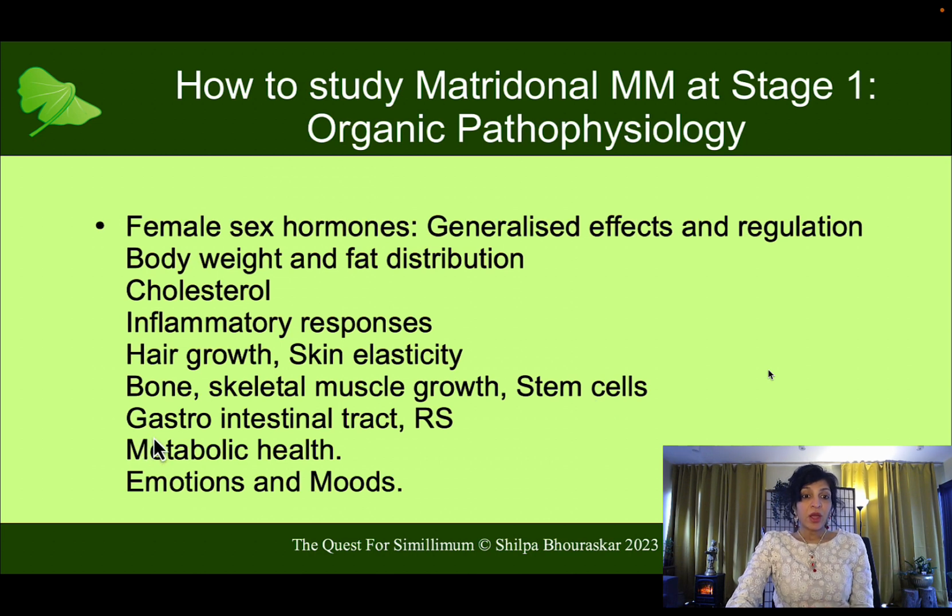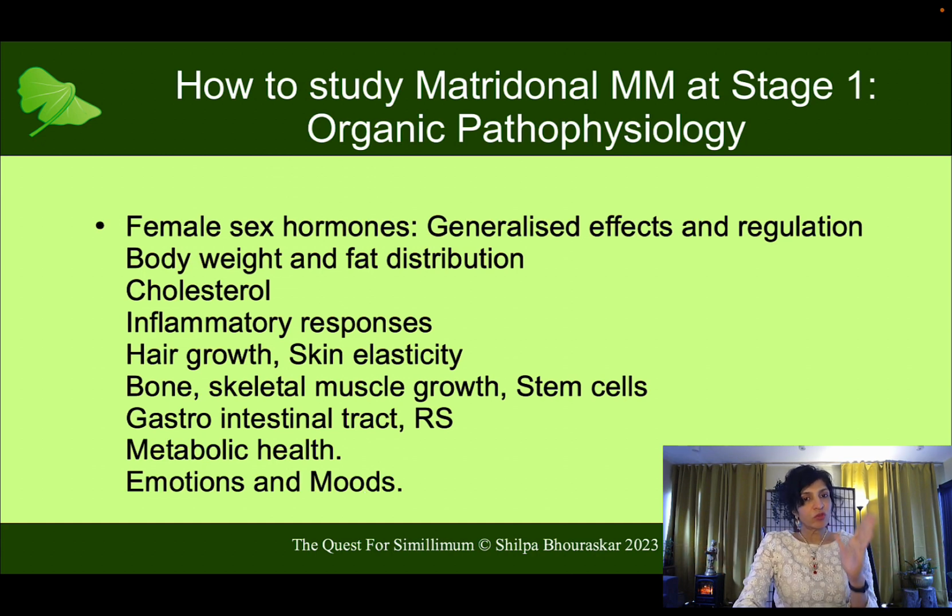Gastrointestinal tract, digestive disorders, you've seen that, coupled with the fat distribution in the metabolism. So you have a huge role there. Then you have the respiratory system. You saw the mucous membrane, the allergies, the asthma. And then you have emotions and moods coming up. So don't underestimate the work of these remedies at this level as well, right? And so this will tell you the entire spectrum of the hormonal remedies within the matridonals.